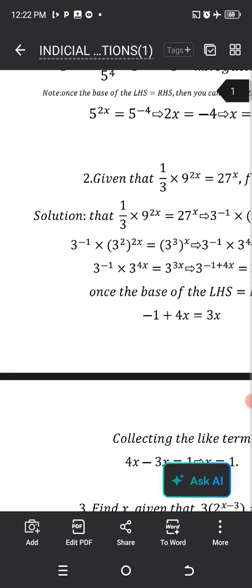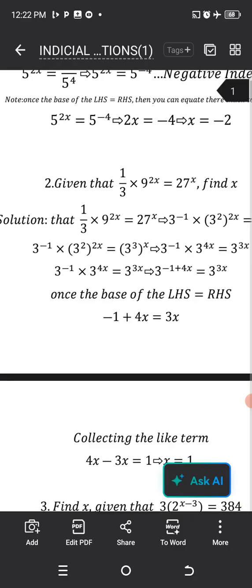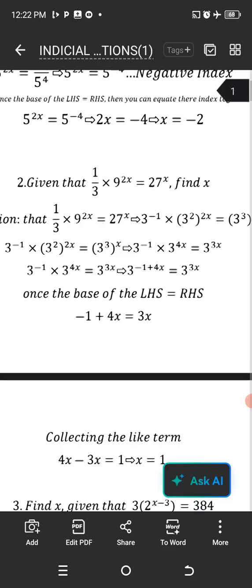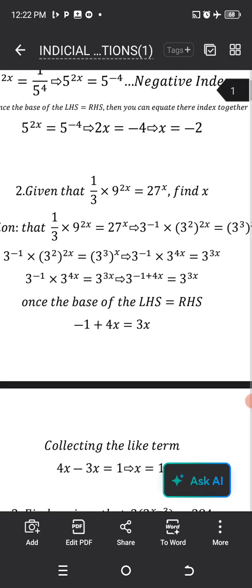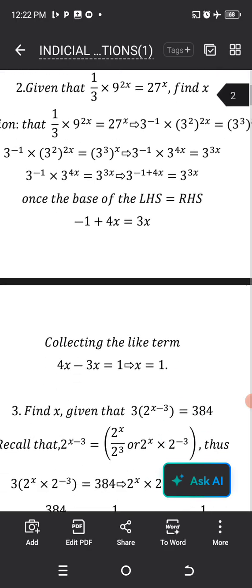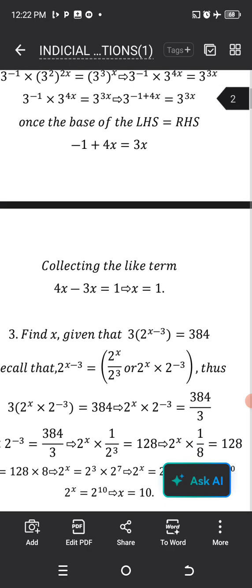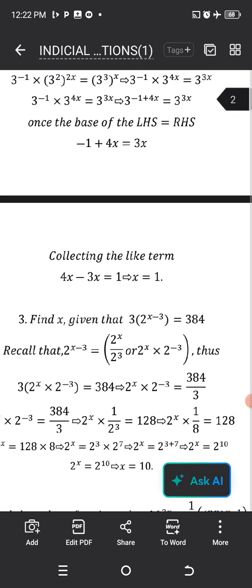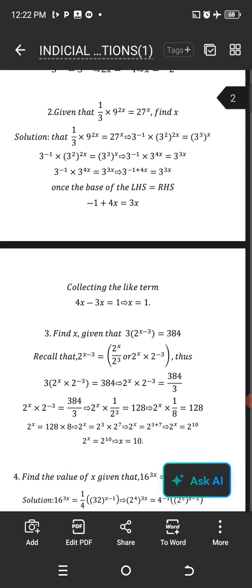So applying the same principle we applied in the first example, once the base of the left hand side equals the right hand side, then we can equate their indices together. So that is why we're having what? Minus 1 plus 4x equals what? 3x. Then you collect the like terms, normal mathematics. So that is why we have 4x minus 3x equals 1, which eventually gives x equals 1. So that is the answer for that example 2. Let me zoom out again.